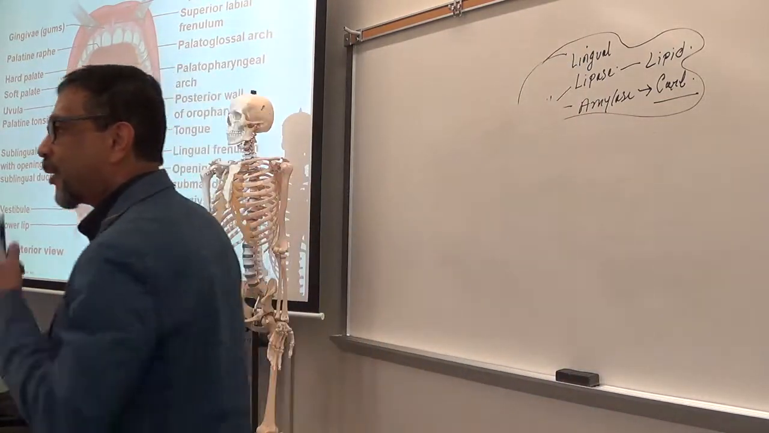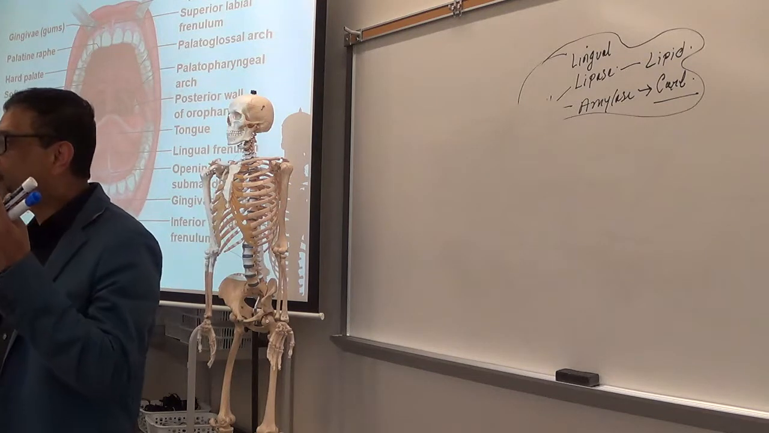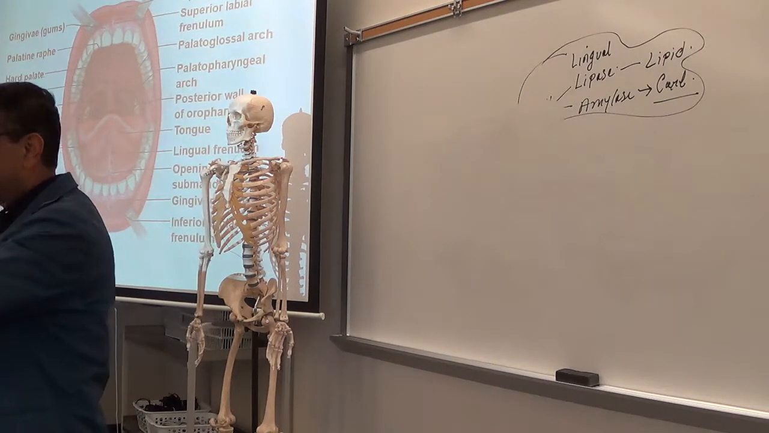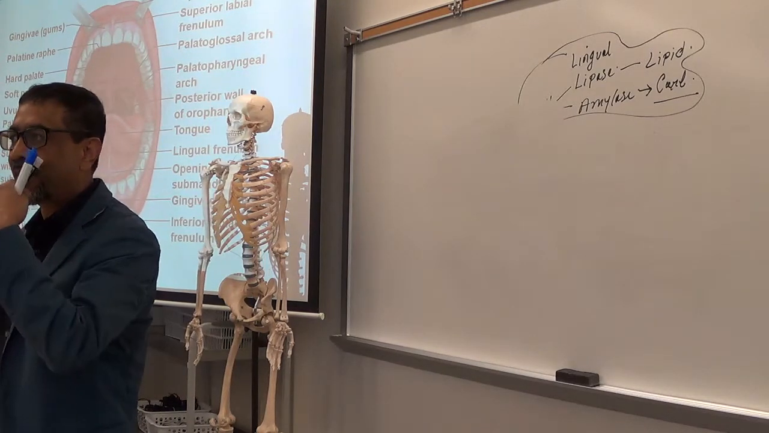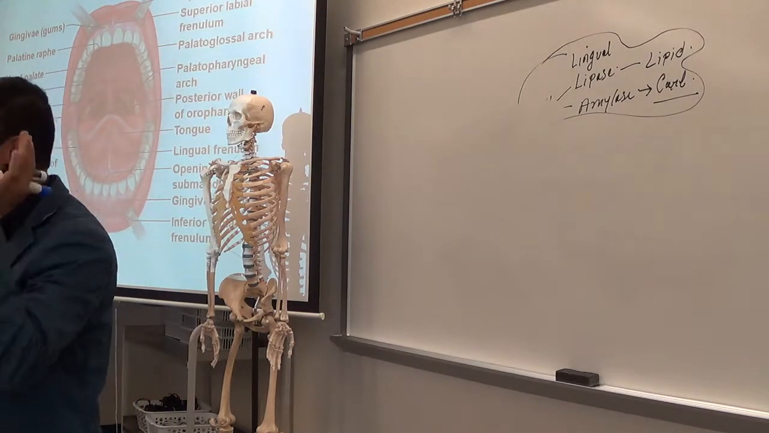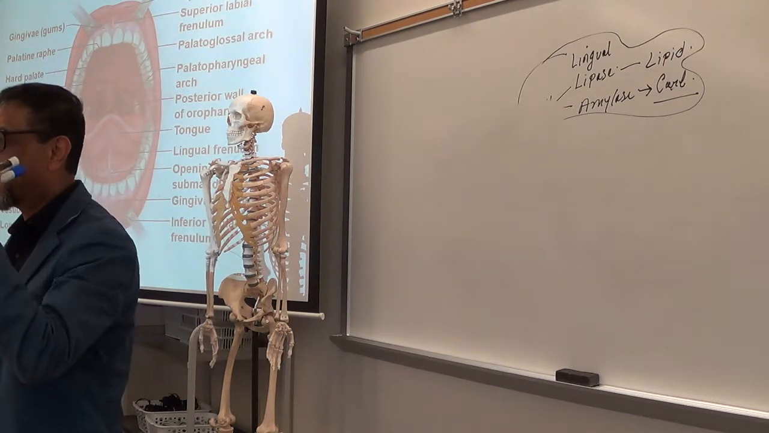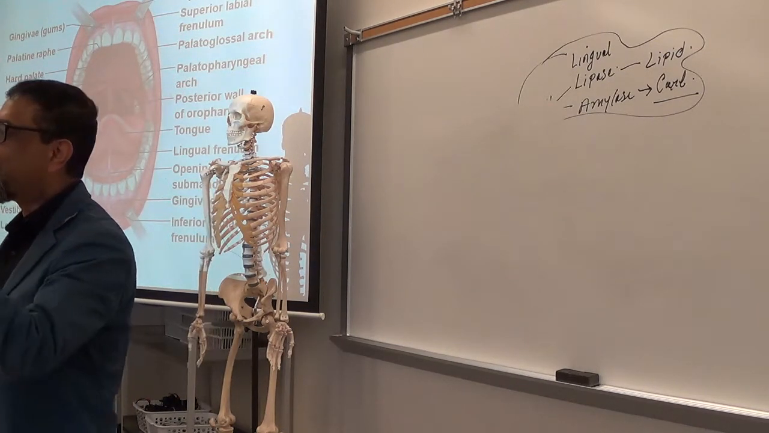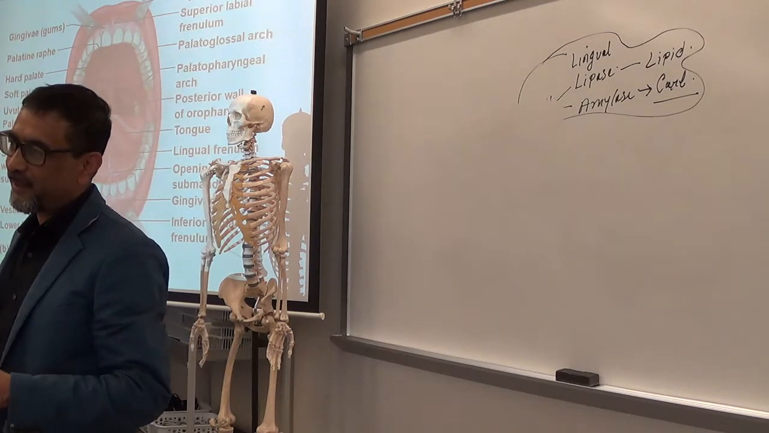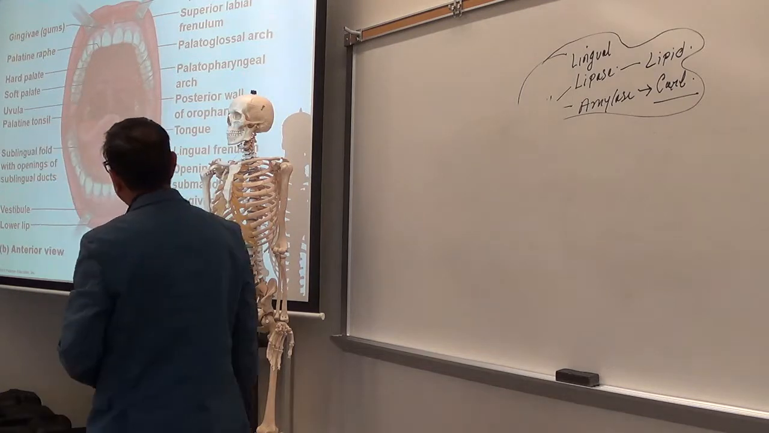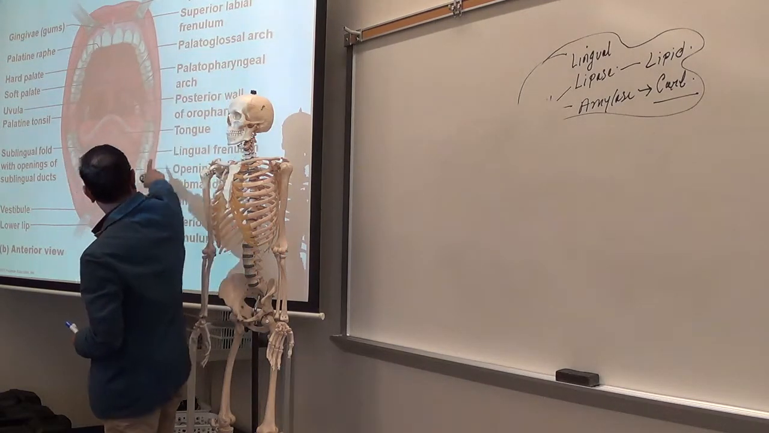Tongue. And labial means lip. Okay, remember that. So lingual frenulum attaches the tongue to the tissue underneath, and labial attaches the lip to the gum. Make sense? Now how many lips do you have? Two, upper and lower, right? So you have two labial frenula, superior and inferior. Okay, so you see the labial frenulum.